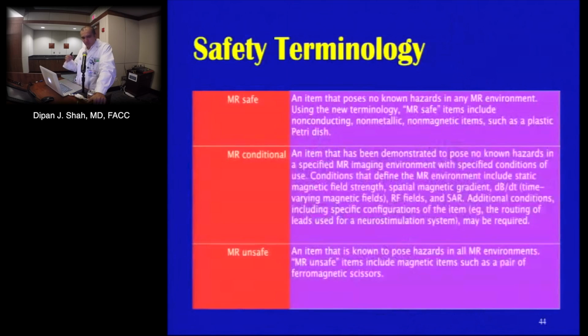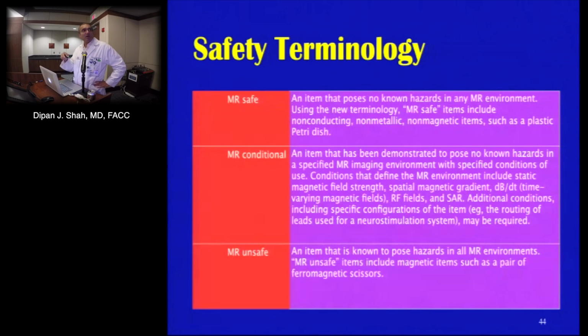The other thing is devices. I get called all the time with, oh, the patient's got this device, can we scan this patient or not? So for most devices now, they have a labeling for the device, which you can find if you just go to the website for that particular device. And it will tell you, the labeling is defined this way. It's something that's MRI safe, and this is basically something that has no metallic components to it. So it's something that's non-conducting, non-metallic, non-magnetic, such as the plastic Petri dish. Okay, so very few things are considered completely MRI safe.